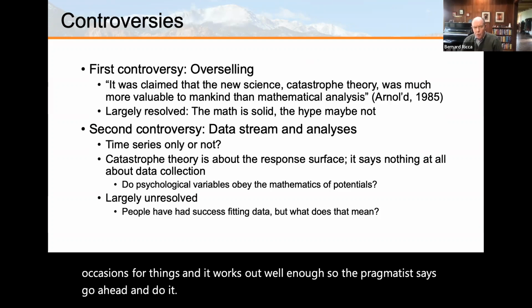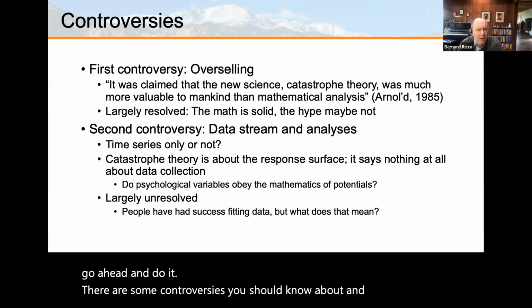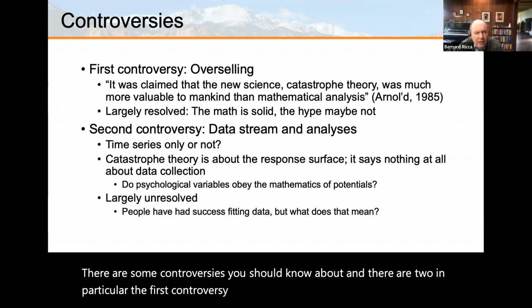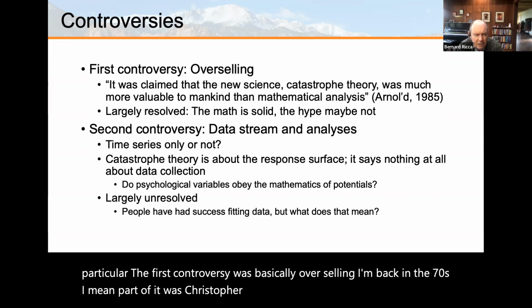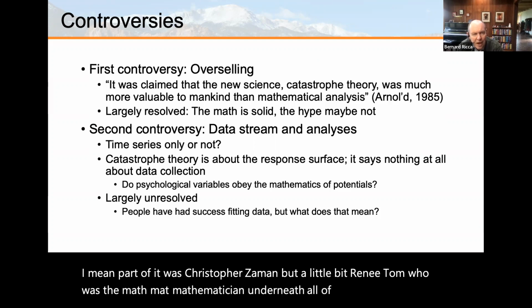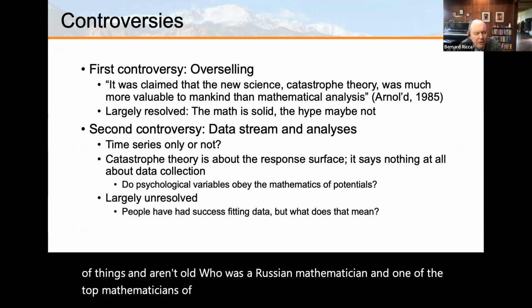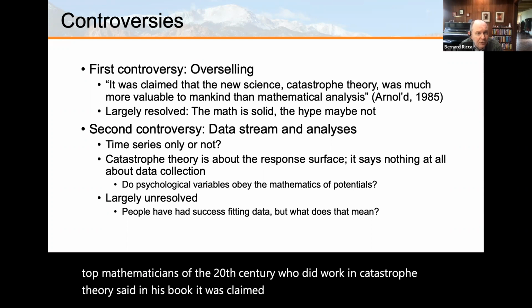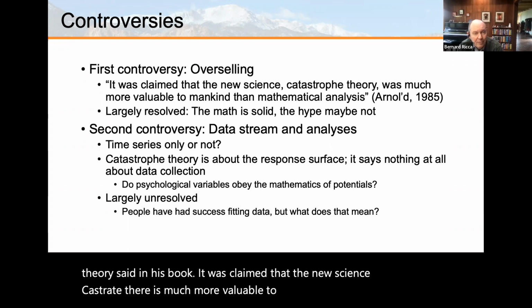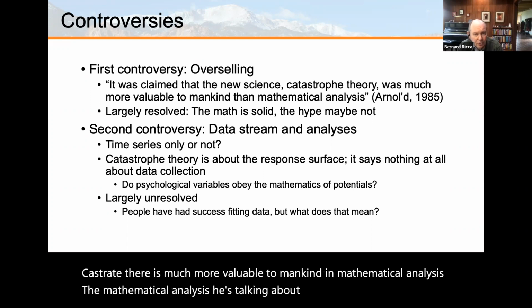There are some controversies you should know about, and there are 2 in particular. The first controversy was basically overselling. Back in the 70s, and part of it was Christopher Zeeman, but a little bit Rene Thom, who was the mathematician underneath all of this stuff, did a lot of things. And Arnold, who was a Russian mathematician and one of the top mathematicians of the 20th century, who did work in catastrophe theory, said in his book, it was claimed that the new science, catastrophe theory, is much more valuable to mankind than mathematical analysis. Well, the mathematical analysis he's talking about is Newton's calculus and Newton's physics.